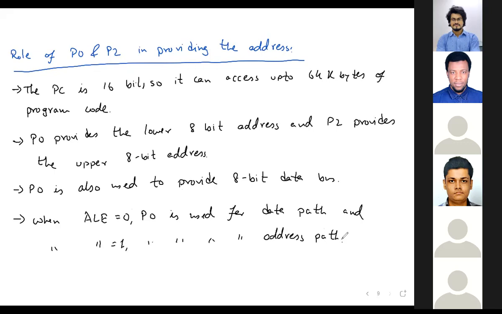Sir, the first line, is it 6K bytes or what? 64 kilobytes. Okay, let me write that again. Sorry.